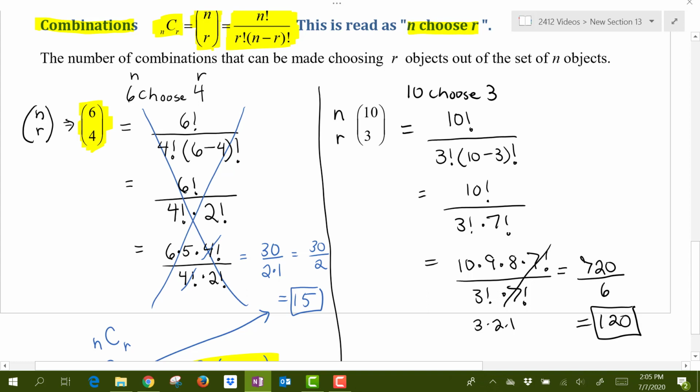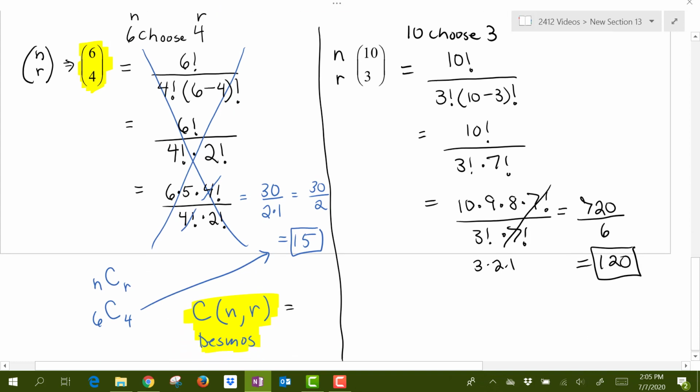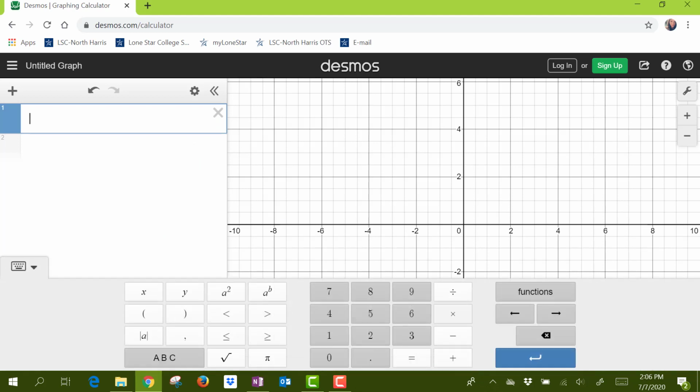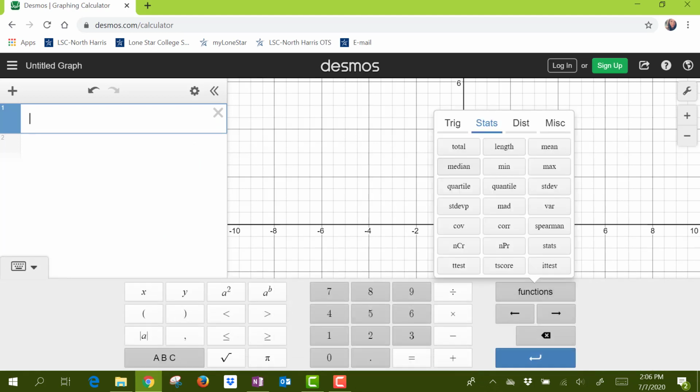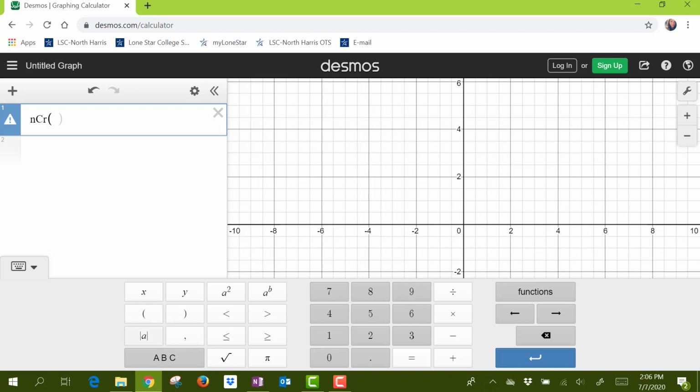Alright, so once again, you can pull up Desmos. Okay, we did 10 choose 3. And that's our n value and the r value. And remember, Desmos is going to ask you basically to enter in to the parentheses the 10 first, comma, the 3 second, so the n and then the r. And it's going to give us exactly the same answer of 120. Okay, so let's do that. Alright, so we'll pull up the keyboard. I'll go to Functions, we'll go to Stats, nCr, type in 10, comma, 3, and 120.